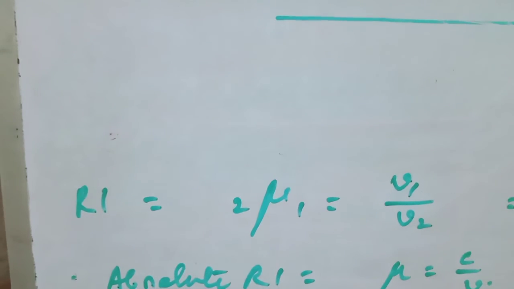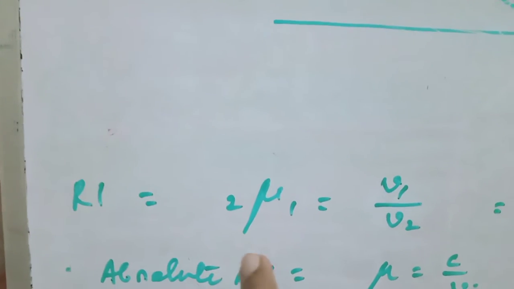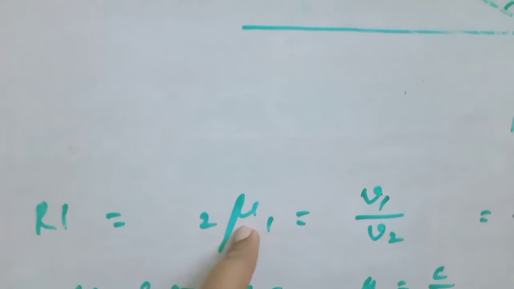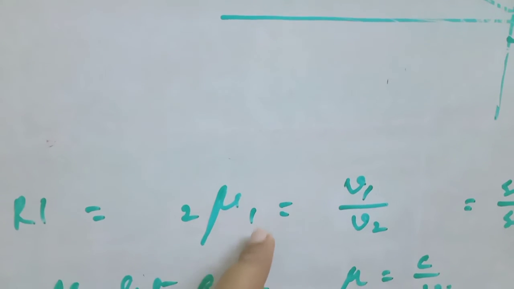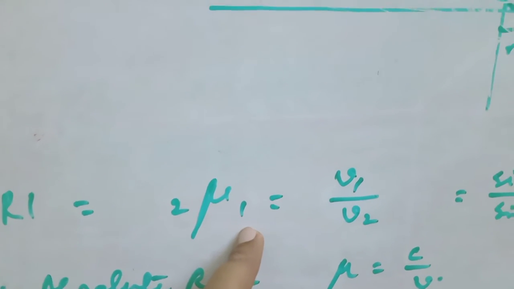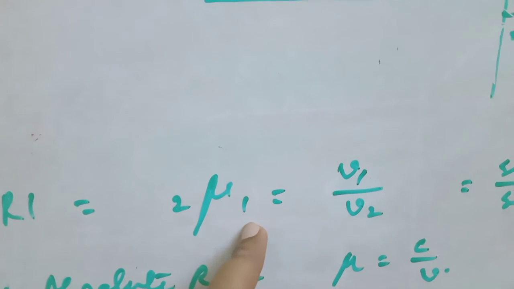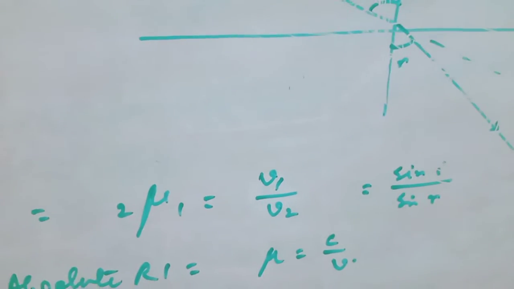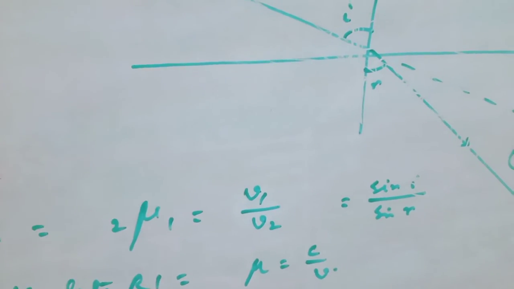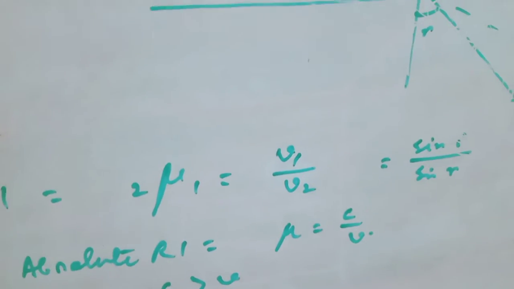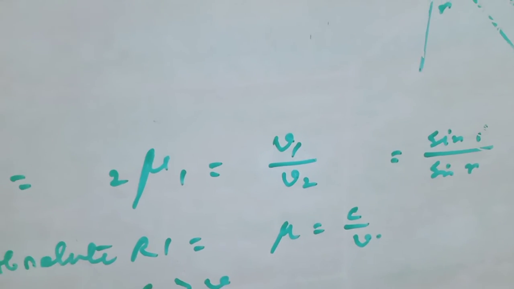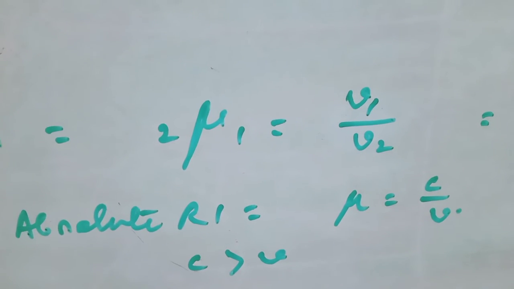Now we can also define refractive index in this manner. The refractive index, mu, a Greek letter, of the second medium with respect to the first. That means light is traveling from the first medium to the second medium. We say that the refractive index of the second medium with respect to the first is the speed of light in the first medium divided by the speed of light in the second medium. Now if the first medium is vacuum, the speed of light in vacuum is considered to be c, and the speed of light in the second medium is considered to be v. Now the speed of light is maximum in vacuum, so we can say that c is greater than v, whatever the value of v.